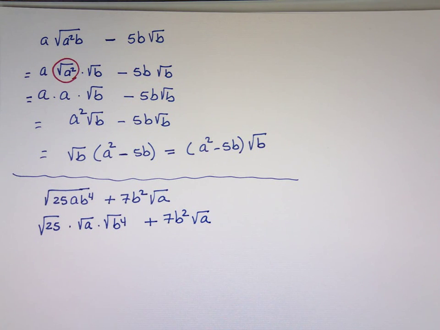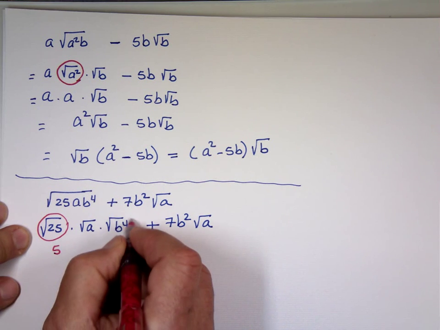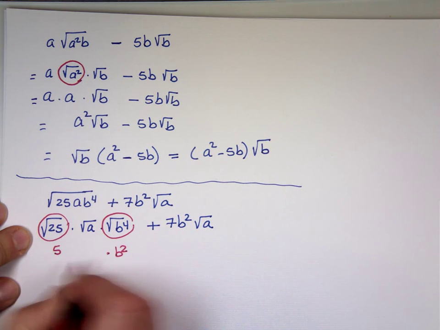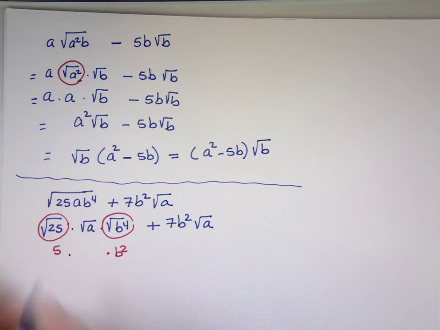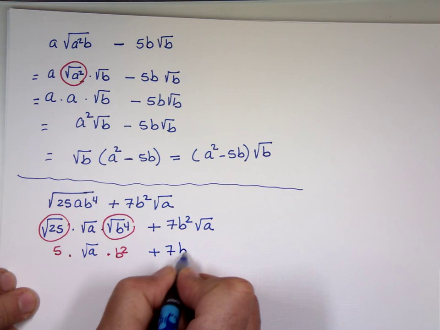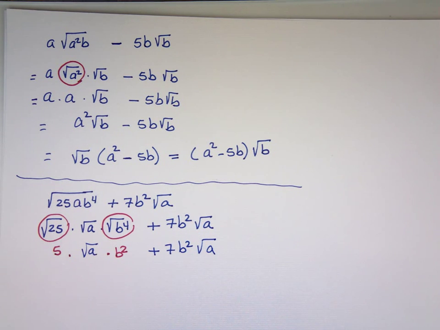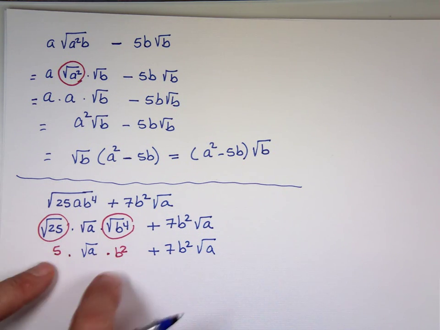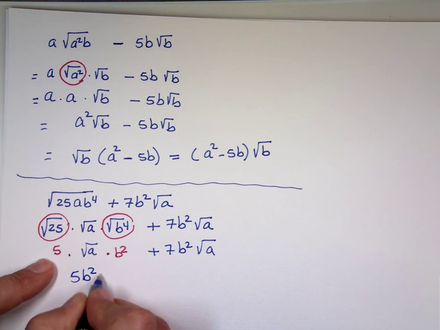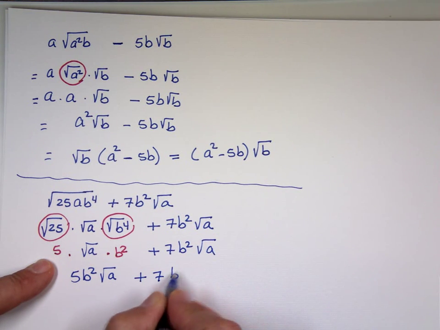What is the square root of 25? That's a 5. What is the square root of b to the fourth? Take the power and divide it by 2 is b squared times the square root of a. Now remember, you're multiplying two things. Which two you multiply first doesn't really matter. So what is 5 times b squared? That's 5b squared. I'll put them in the front. The square root of a plus 7b squared, the square root of a.